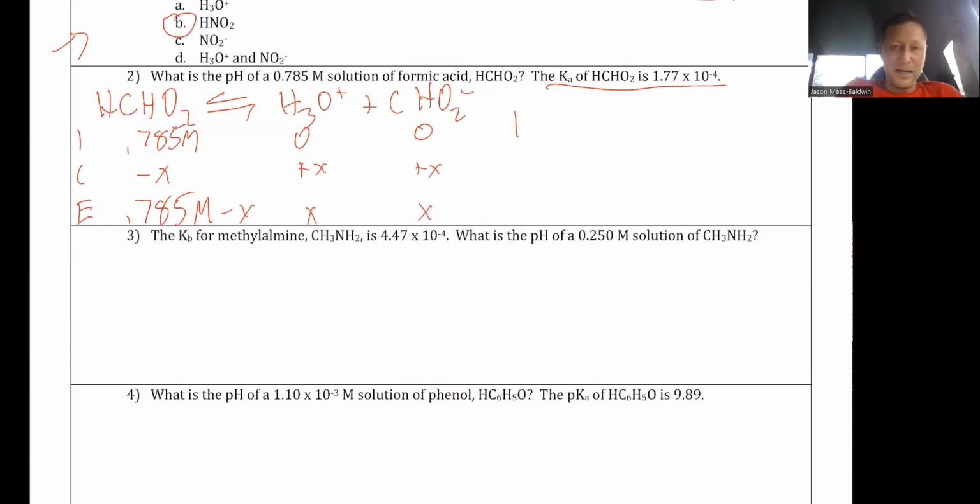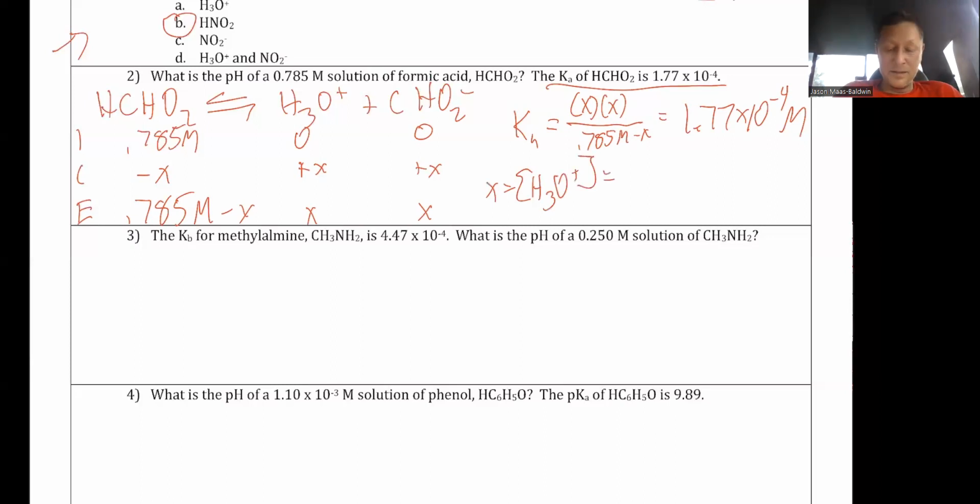And then I know the Ka is going to just be equal to X times X, right? Hydronium ion concentration times the conjugate base over 0.785 molar minus X. And I know that this is equal to 1.77 times 10 to the minus 4 molar. And now I just solve for X. Remember, X is equal to the H3O+ concentration. And I get that X is equal to 0.0117 molar. And remember, that's the hydrogen ion concentration.